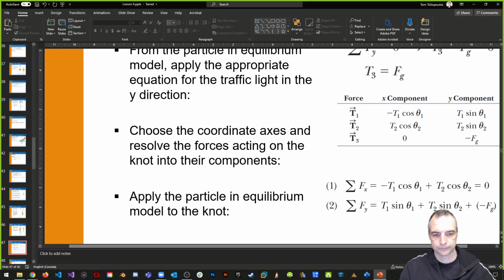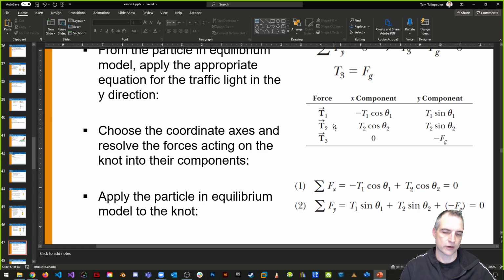The tension T1, the tension on cable number 1, has an x component of negative T1 cos theta 1, and the y component of this tension is T1 sine theta 1. Again, notice the relationship between y and sine, and x and cosine. This is something you're going to see over and over again in our examples. And the tension on T2 is T2 cos theta 2, T2 sine theta 2. We could have used different symbols here instead of theta.